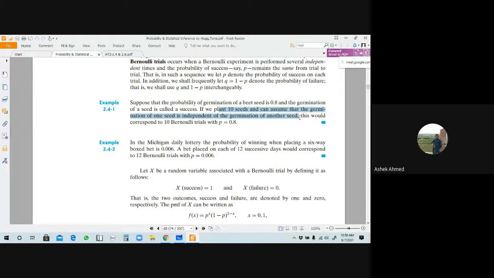The germination of one seed is independent of another; nobody depends on anybody else. In that case, we can say that this would correspond to 10 Bernoulli trials. So we have 10 seeds, and each seed has either of two outcomes: either success, it germinates, or it does not germinate. So now n means the total number of seeds, and the value of n is 10. This represents 10 Bernoulli trials, in which each seed has probability of success 0.8. Understand? This is discussed here.